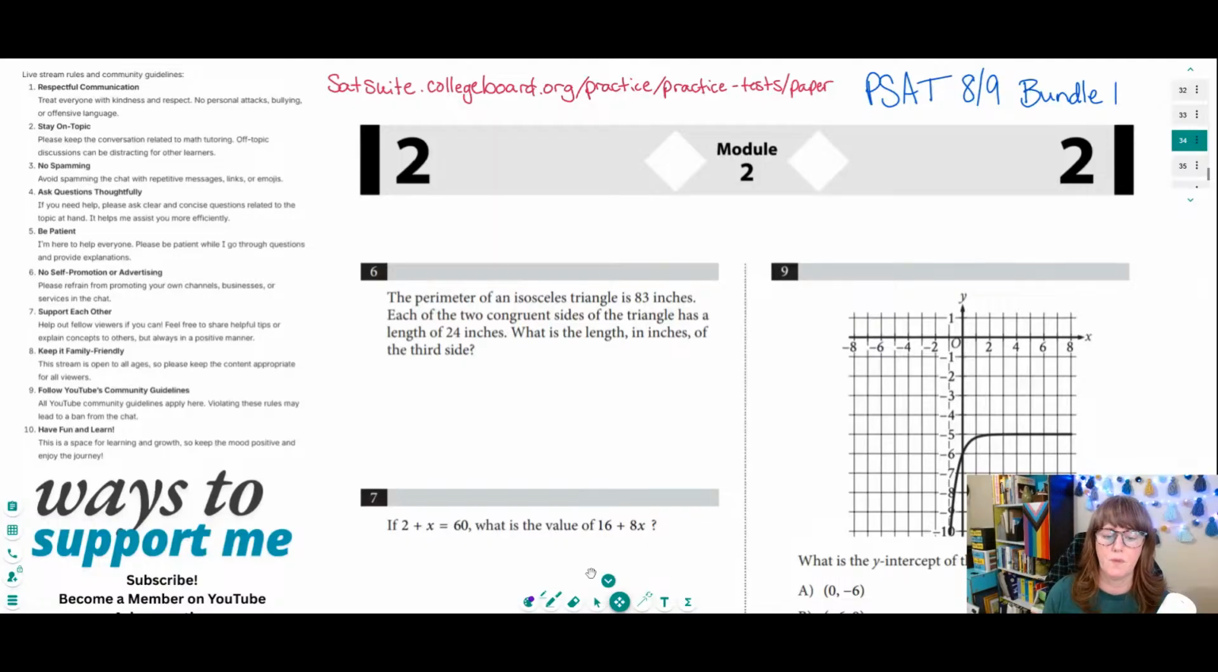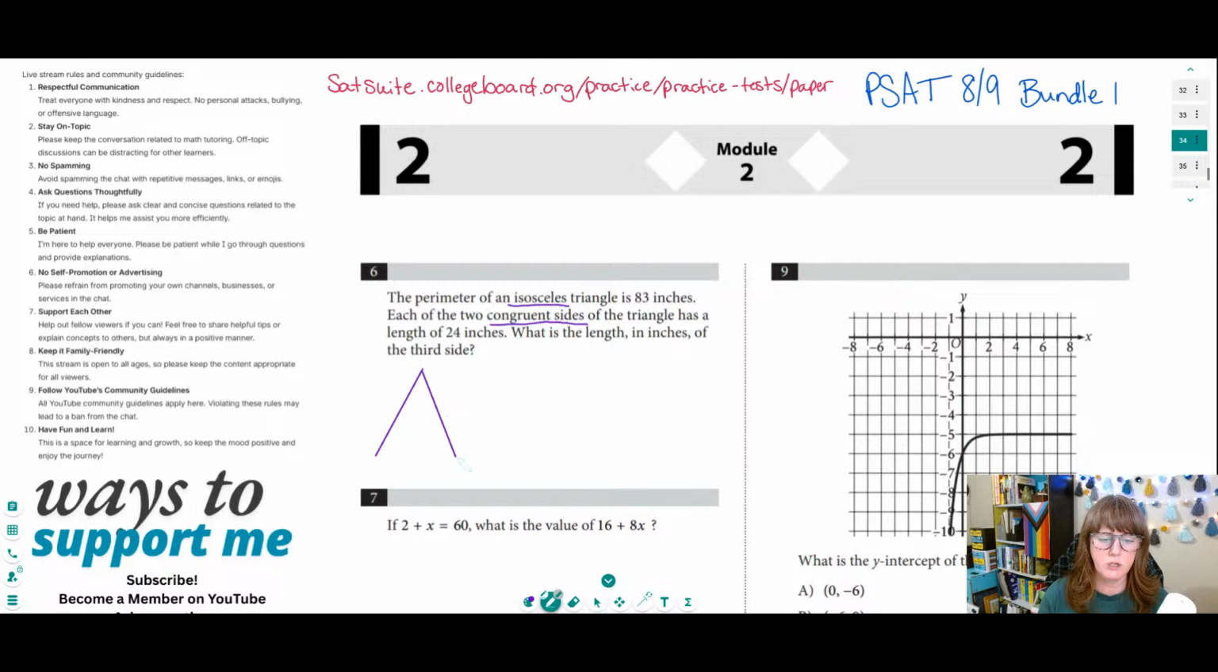All right. Let's go on to number 6 then. We've got the perimeter of an isosceles triangle is 83 inches. Each of the 2 congruent sides of the triangle has a length of 24 inches. What is the length in inches of the third side? So let's give ourselves a visual here.